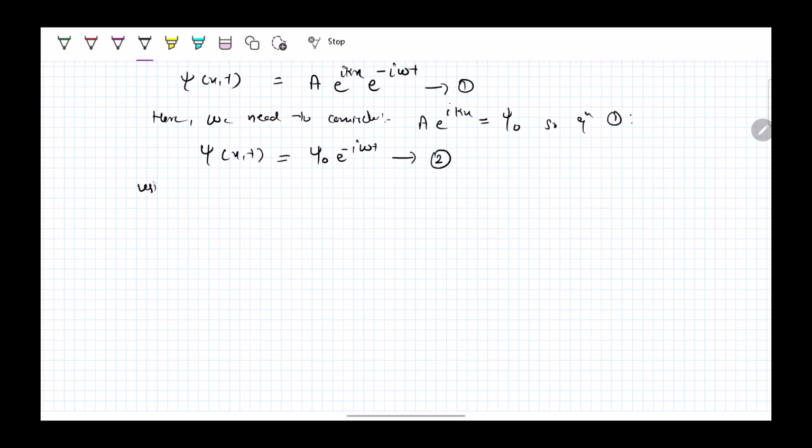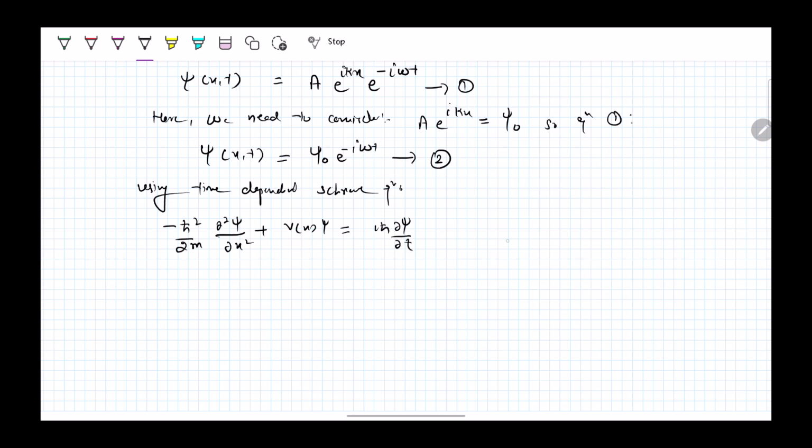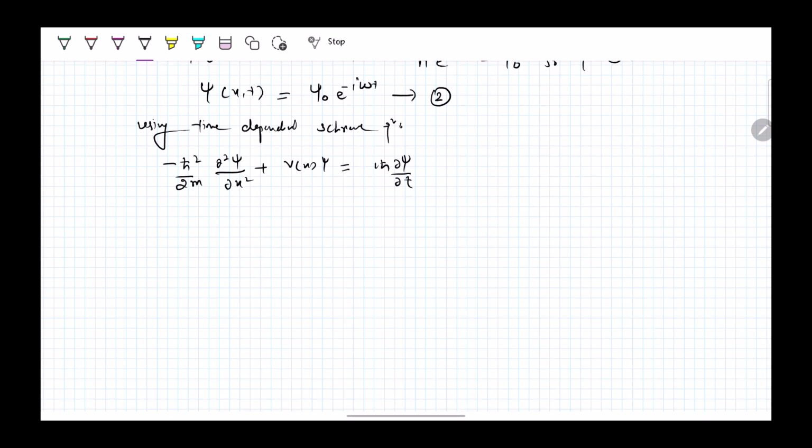Now what we need to do is use the time dependent Schrodinger's equation. What we are getting is minus h cut square over 2m curly square psi over curly x square plus V of x psi is equal to iota h cut curly psi by curly t. Alright, this is equation number 3.